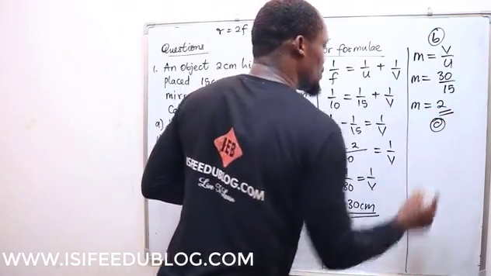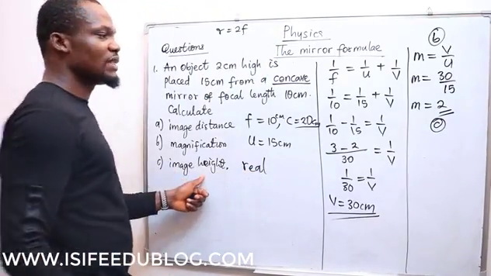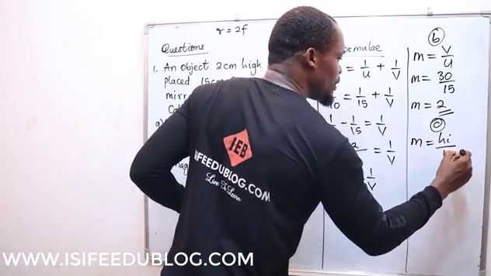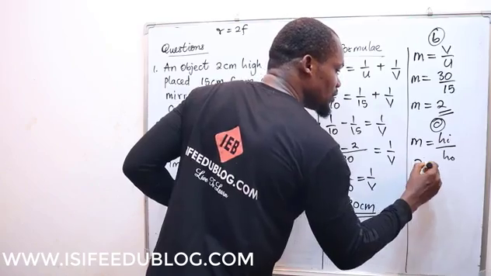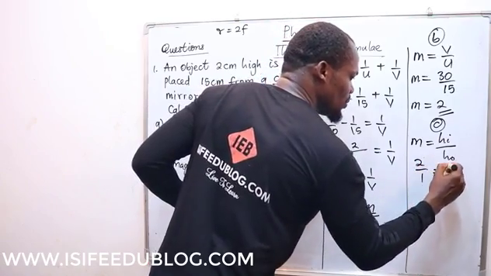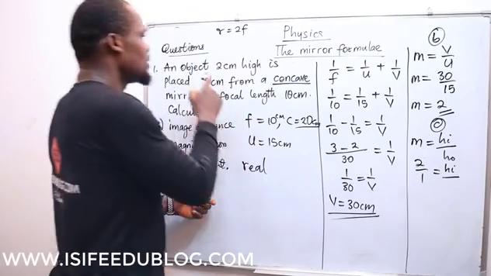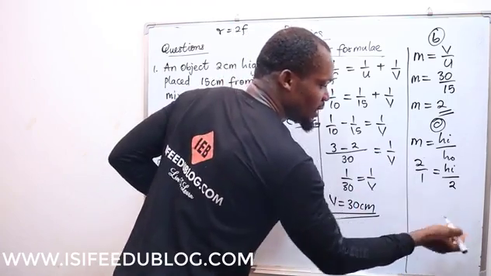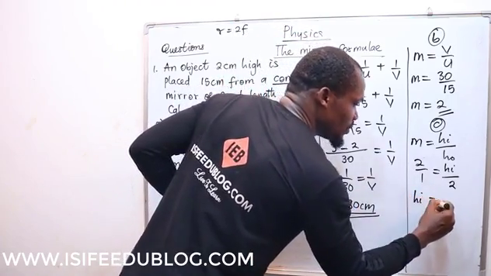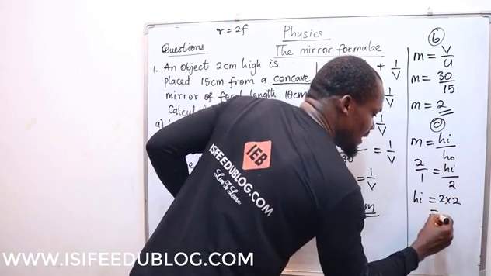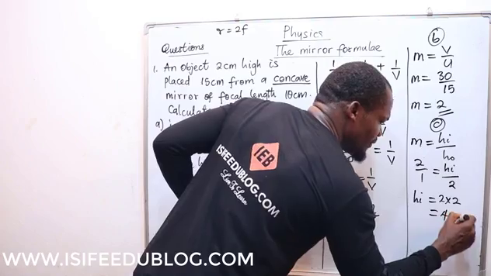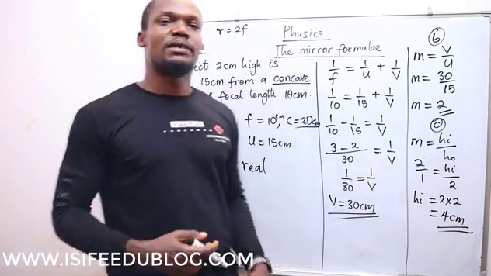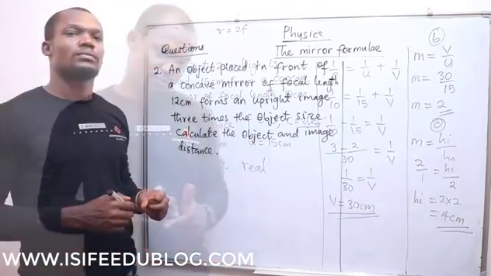And the final question says we should find the what? Image height. To find image height, we can say magnification is image height over object height. Our magnification is 2 over 1 equals image height over the object height, which is 2. Can we cross multiply? Yes. HI is going to give us 2 times 2. And hence the image height is 4 cm, which again tells us that the image is enlarged.